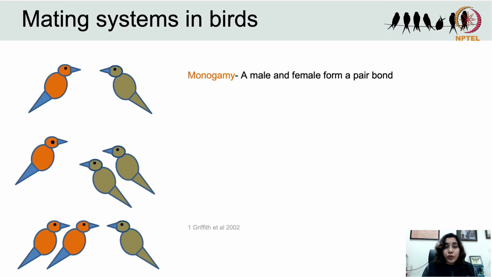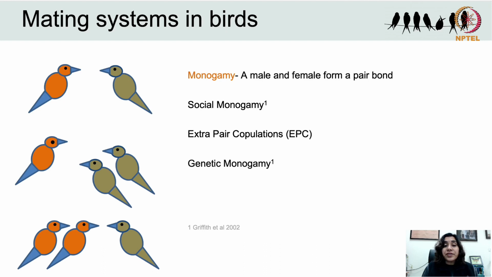Monogamy can be of two types, social monogamy or genetic monogamy. Social monogamy means that a pair is together socially, but there is a possibility of what we call extra pair copulations or EPCs, which is when a member of the pair bond seeks copulations with other potential mates outside of the pair bond. Genetic monogamy, however, implies that the pair is truly monogamous and no extra pair copulations occur. Thus, the offspring of genetically monogamous species will have the same mother and father.